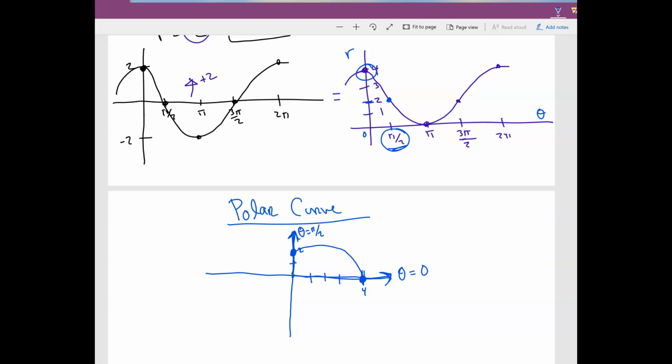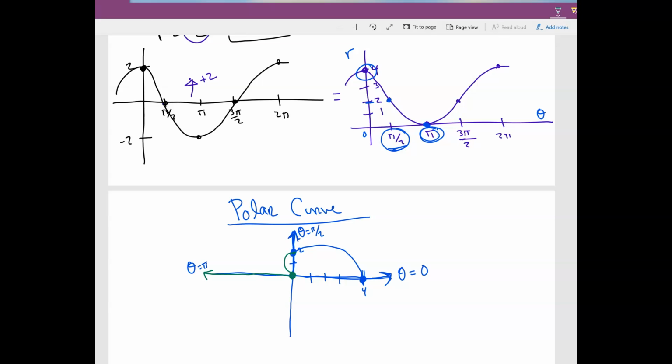Now my next point is going to be pi. So at theta equals pi, what do I have? Well, I have a 0. So in this direction, at theta equals pi, I'm going to go 0 radius. So 0 is just the pole right here. So now I'm going from 2, because I ended up at 2, to 0. So it's basically decreasing until I get to 0.